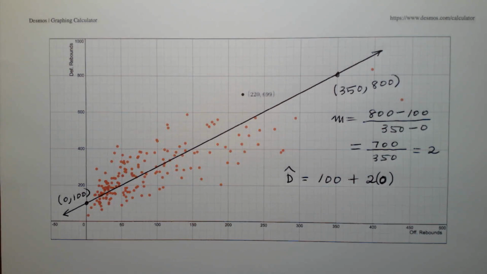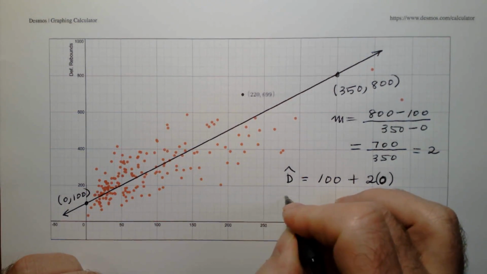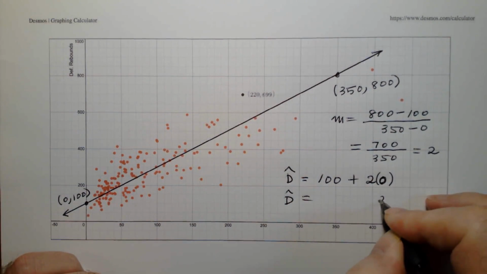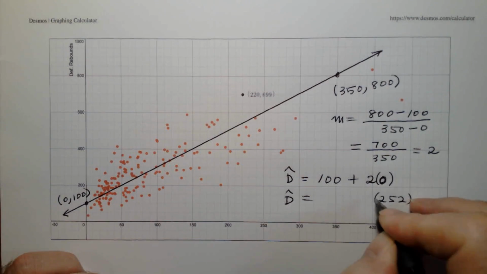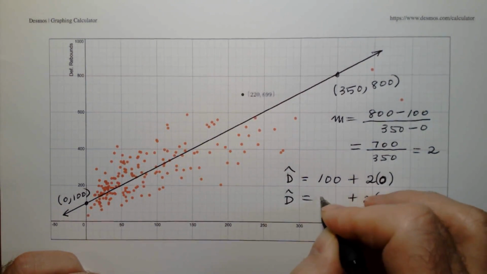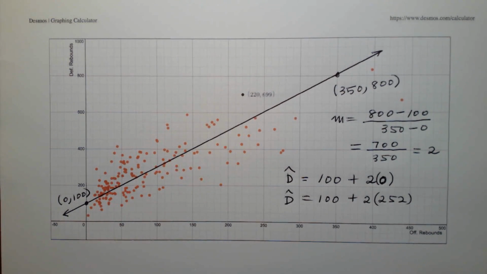Let's put this to use. Suppose a player has 252 offensive rebounds. Use your model, your line, to predict the number of defensive rebounds for this player. So let's do that kind of calculation. What are we going to do? We're going to take our 252, that's our number of offensive rebounds. We're going to multiply it by 2, and then we're going to add 100 to that.